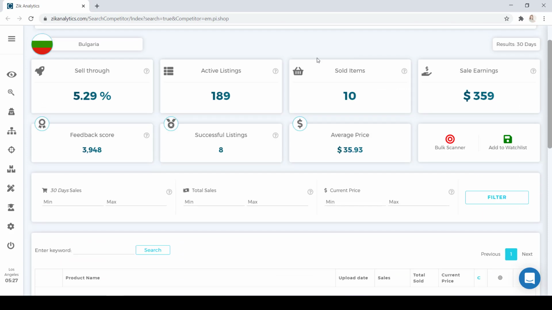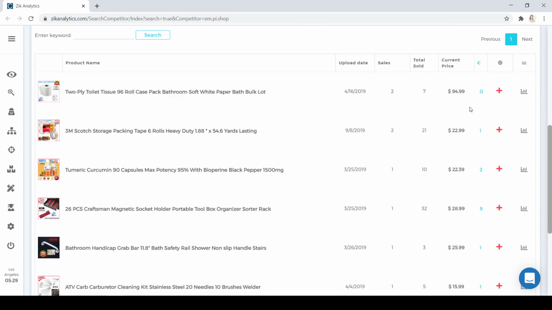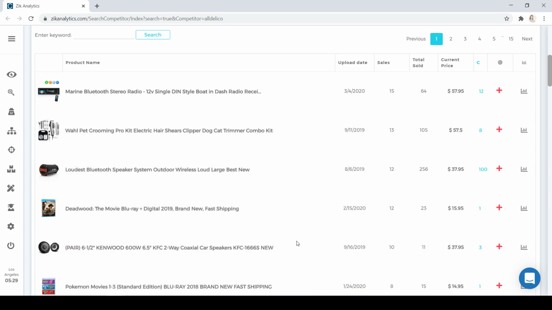So here is an example of a seller coming from Bulgaria. His average product price is $35.93. He has a sell-through rate of 5.29%. He has 189 active listings, and out of those 189 active listings, only 8 sold. He has an average feedback score of 3,948, and his sales earnings in the last 30 days are 359. Now, just because some of these stats are not that great, it still doesn't mean that you shouldn't go through his product list to check out some of the items that he's selling. There may still be some great opportunities for you. So now let's go back to our first seller and the items here.